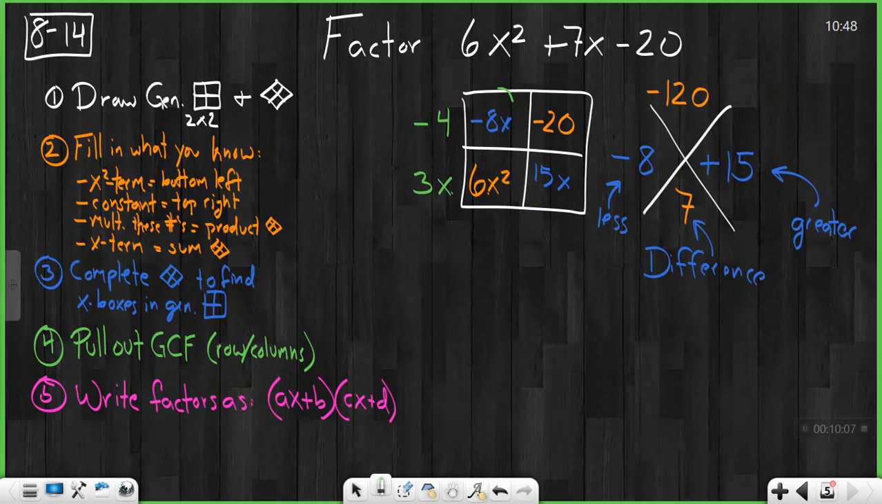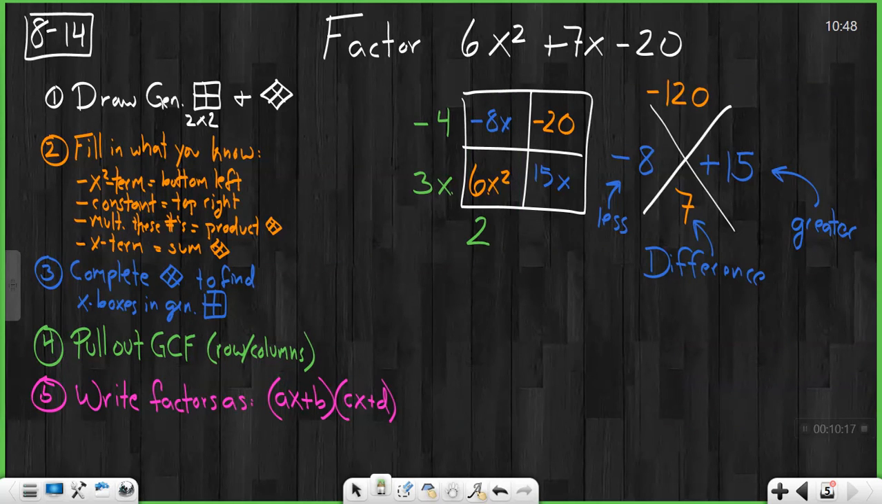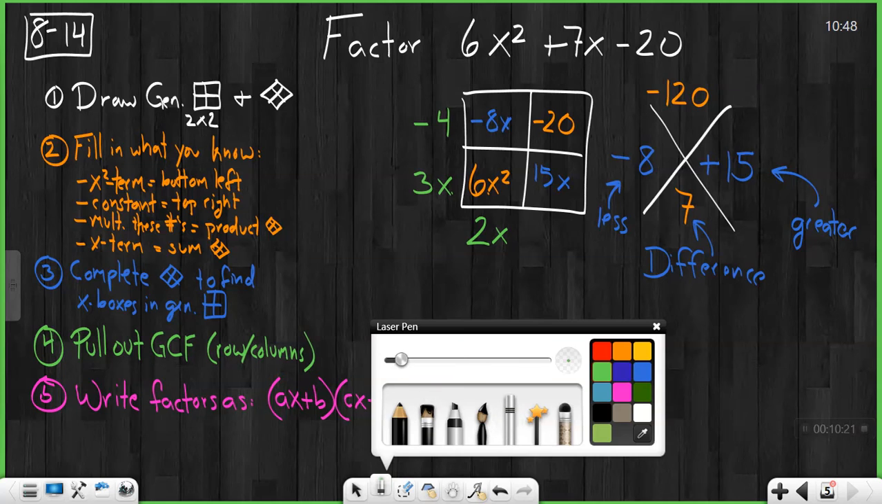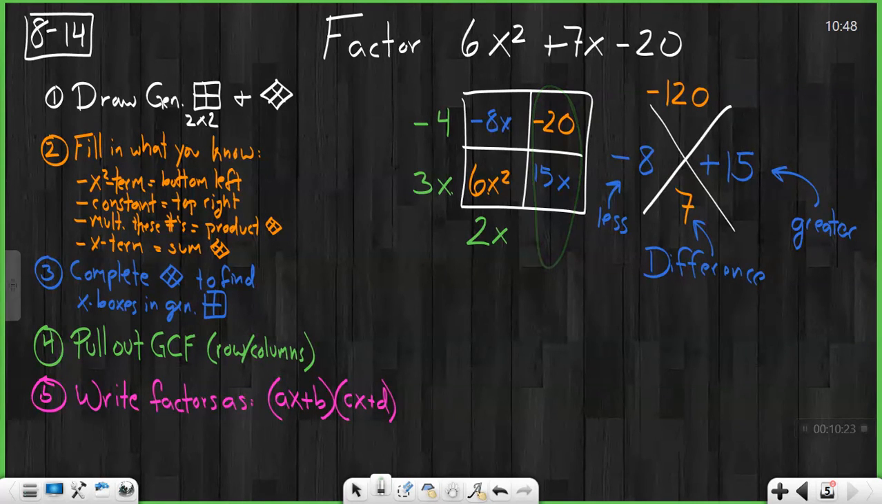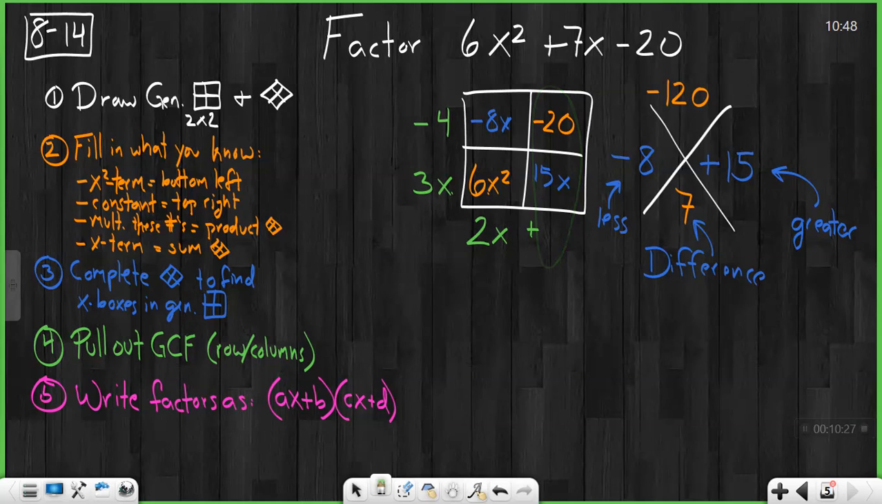And then I look at my columns, my first column right here. What is the greatest common factor between 6x squared and negative 8? All right, well, that's going to be 2x. All right, and then I look at my last column there. What is the greatest common factor between 15x and 20? Well, it's going to be positive because that 15x is positive, and I see that 5 goes into that.